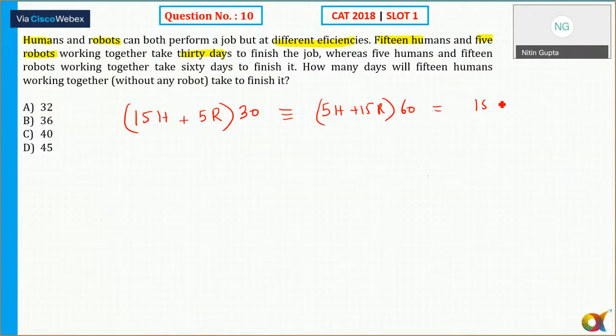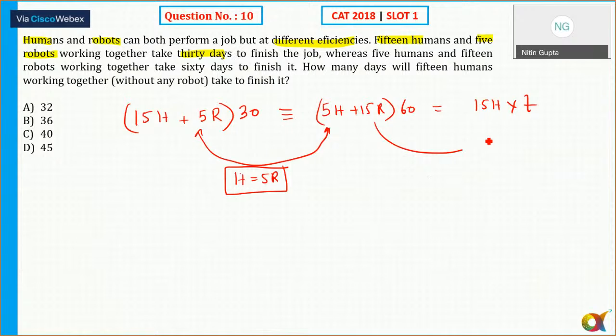So that is 15h into t. A similar question we have solved just now. First of all, solve these two equations. If I solve these two equations, we'll get a relationship between h and r, and that relationship comes out to be h equal to 5r. Equate these two and you'll get that h is equal to 5r. Now, solve the last two equations. If you substitute h equal to 5r, then solving this, you'll get the value of t, which comes out to be equal to 32. So the answer is option A.